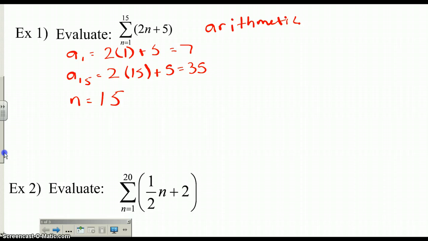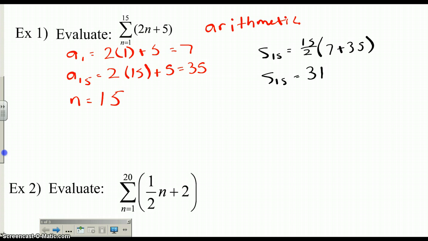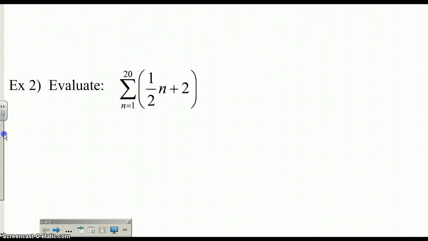So now we have all that information. Let's plug it into the formula. S sub 15, 15 over 2, plug 15 in for n, add up 7 and 35. If you do that calculation, you should get 315. Let's go down to number 2.